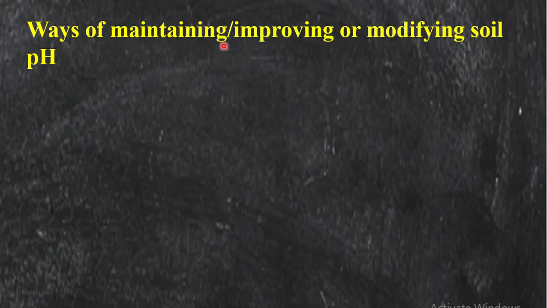How do we maintain or improve or modify soil pH? This is an examination question. How do you make a soil better for crop production? Remember that different crops prefer different soil pH. So on ways of maintaining or improving or modifying soil pH, you'll be asked in an exam to describe any 3 ways of maintaining soil pH.